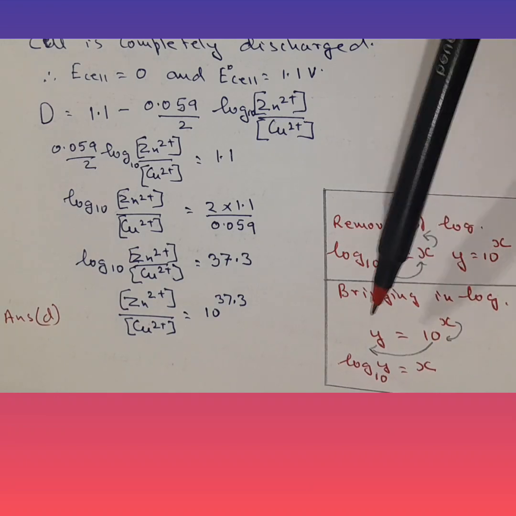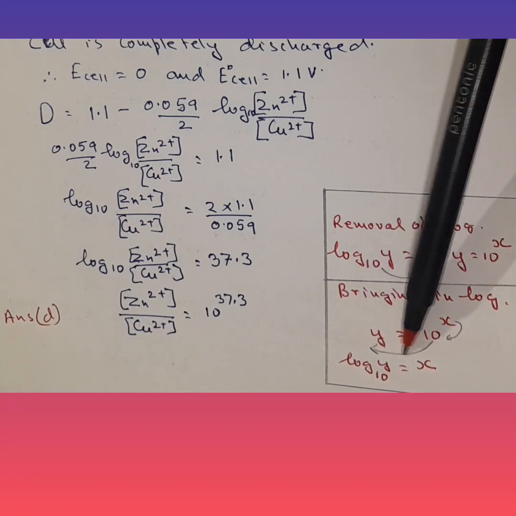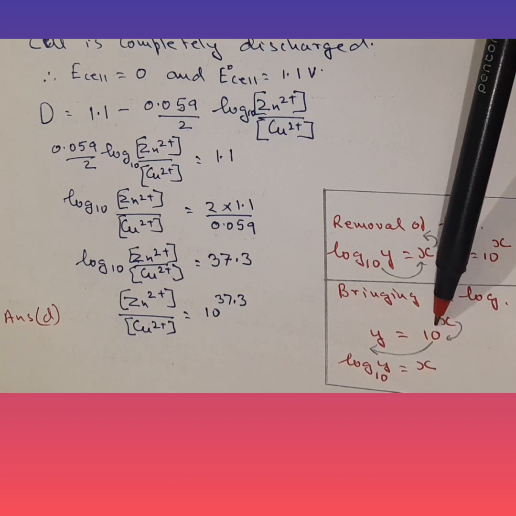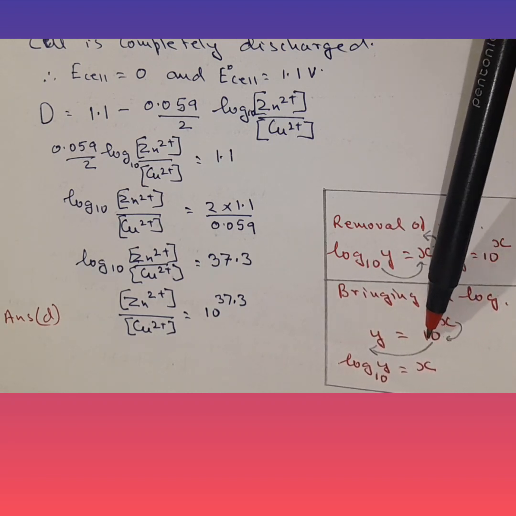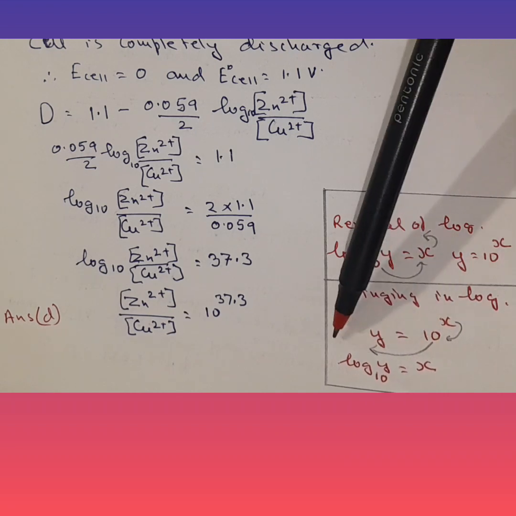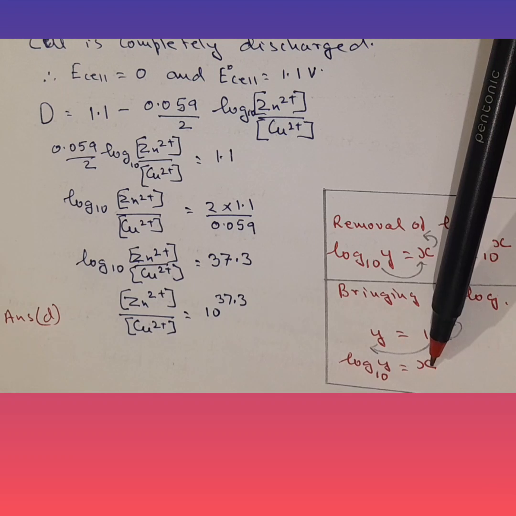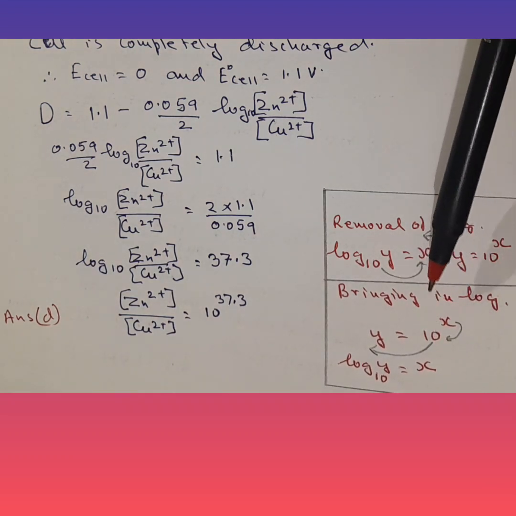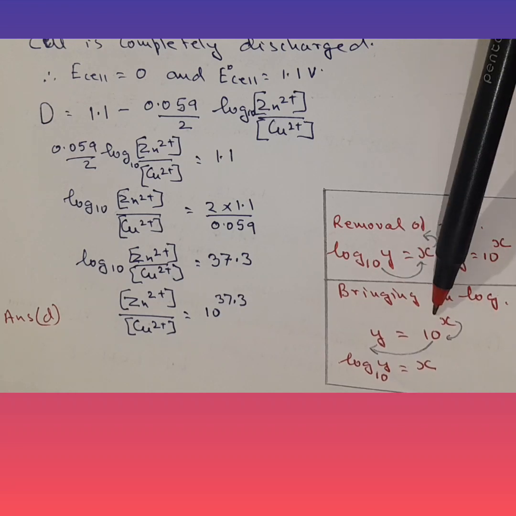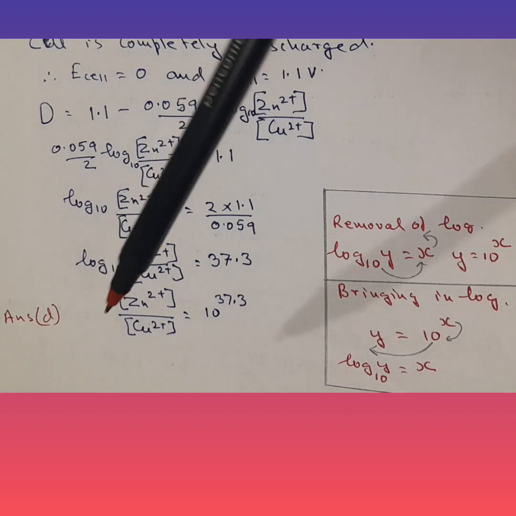Similarly, if we want to bring in log, what do we do? It is the reverse process. x comes down, 10 goes down as the base, and log appears. So log y to the base 10 is equal to x. I hope this small recap that we did for log would be helpful.